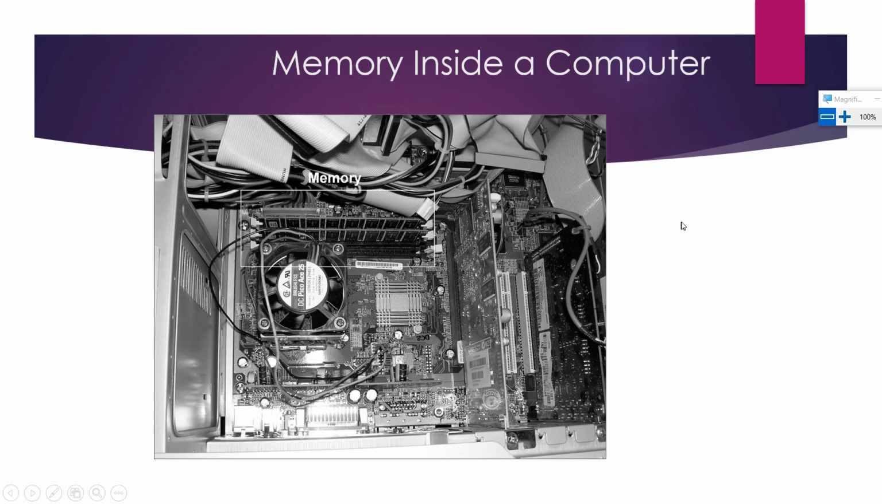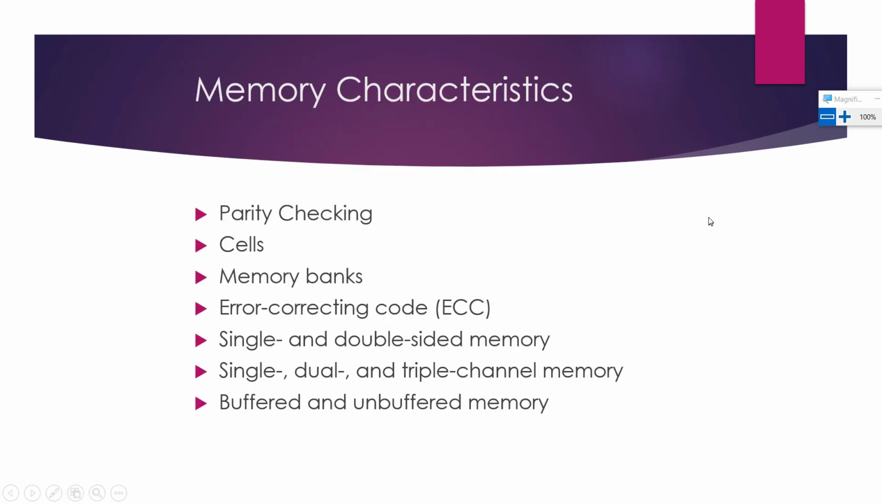That's very good. Okay, so memory characteristics. We're talking about parity check, cells, memory banks, error correcting code, single and double-sided memory. Now it counts, right? So single, dual, and triple channel memory, and then buffered and unbuffered memory.